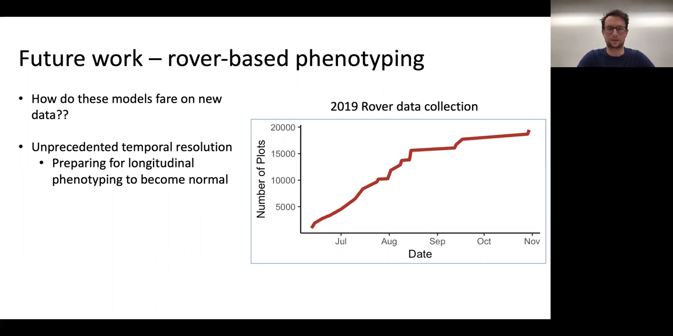So thinking about ways to really incorporate temporal aspects into our phenotyping and our data analysis, I think is going to be really important. We're sitting on a whole lot of data collected by these rovers in 2019. All of the work that I presented was based on data from 2018, but I wasn't able to get it processed early enough to talk about it today. But we have it, and we're working on it.